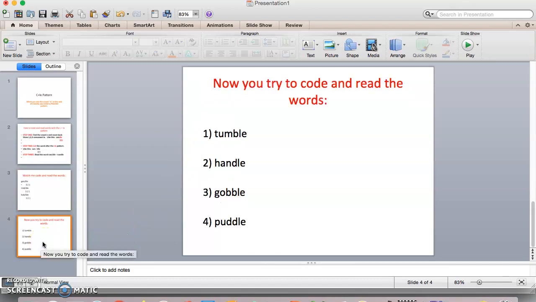Now, boys and girls, I want you to write down these 4 words you see in your notebook, code them, read them, and then upload them up onto Class Dojo.